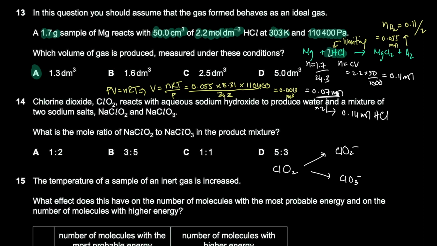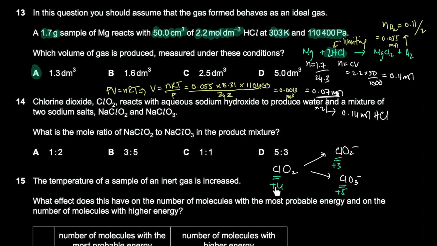Now the initial oxidation state of chlorine is plus 4, because the two oxygens are minus 2. In ClO2 minus, chlorine is plus 3. Why? Because the two oxygens are minus 4, so the chlorine must be plus 3, because plus 3 minus 4 gives us minus 1. And in ClO3 minus, chlorine has an oxidation state of plus 5. That's the chlorate 5 ion.